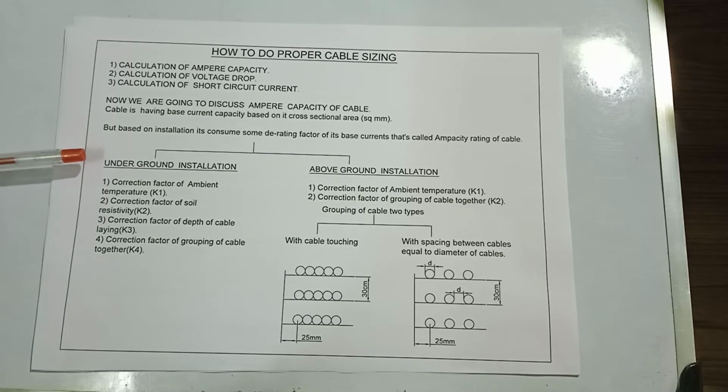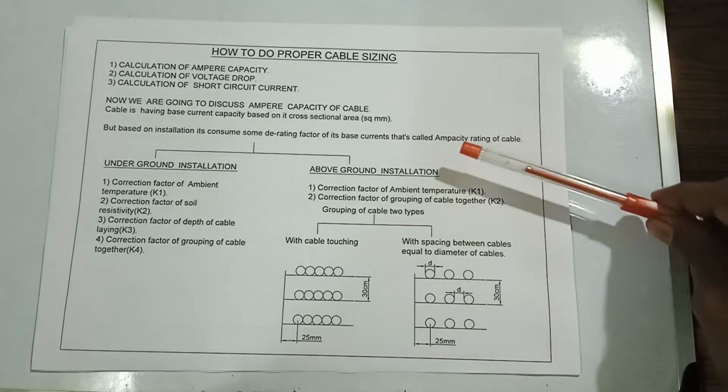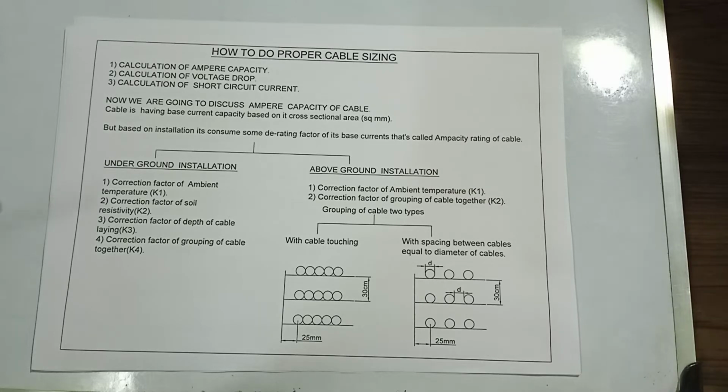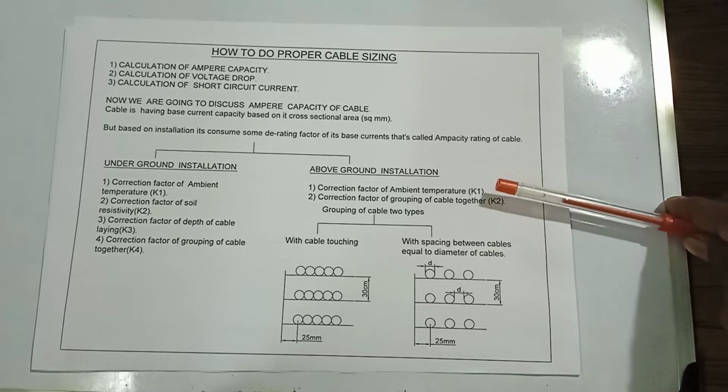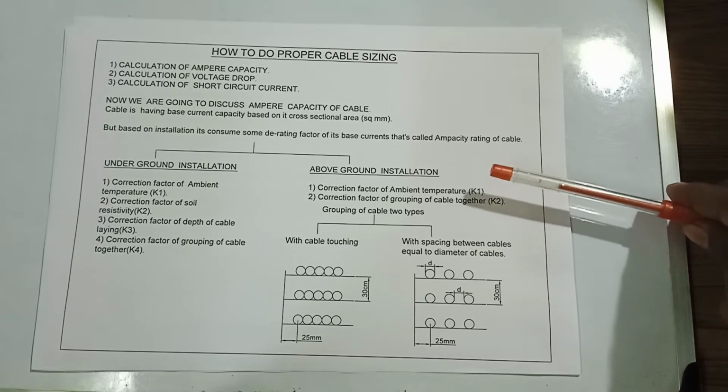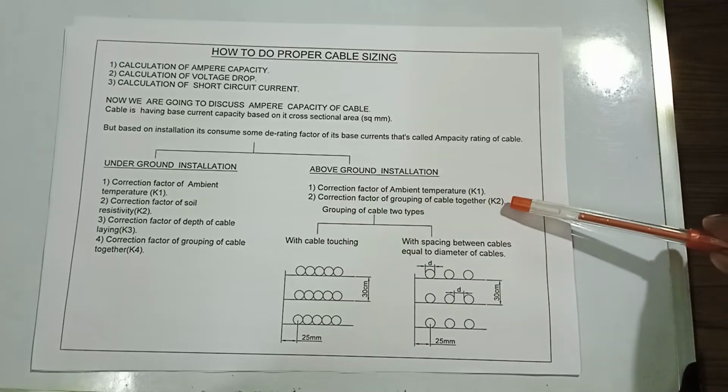There are two types of installation: underground installation and above ground installation. In underground installation, correction factor of ambient temperature is K1, correction factor of soil resistivity is K2, correction factor of depth of cable laying is K3, and correction factor of grouping of cables together is K4. In above ground installation, correction factor of ambient temperature is K1 and correction factor of grouping of cable is K2.